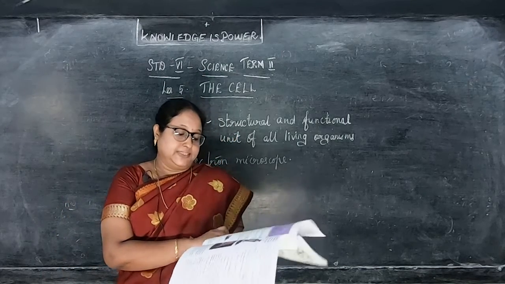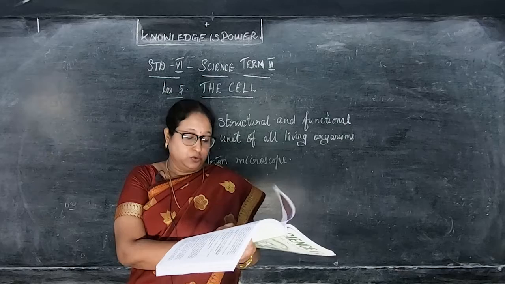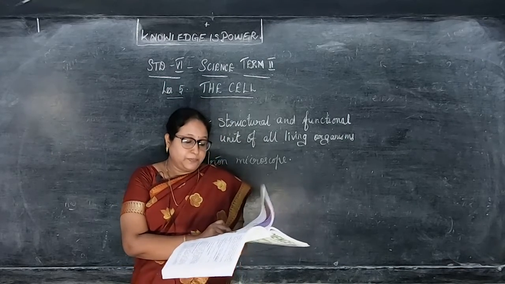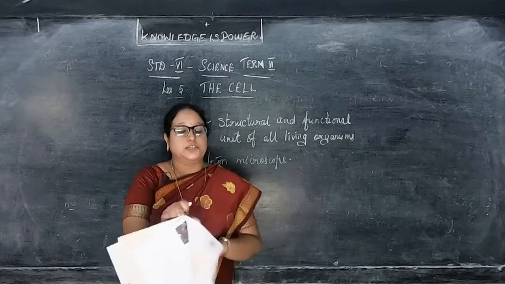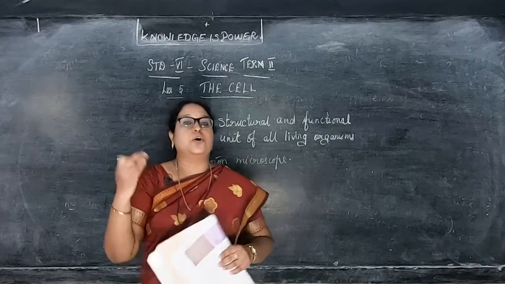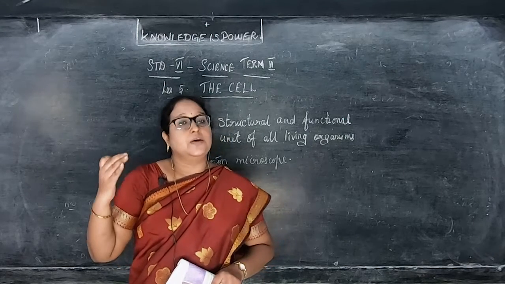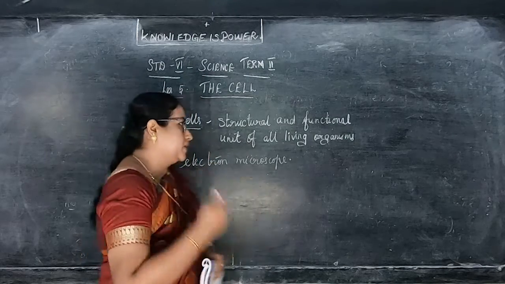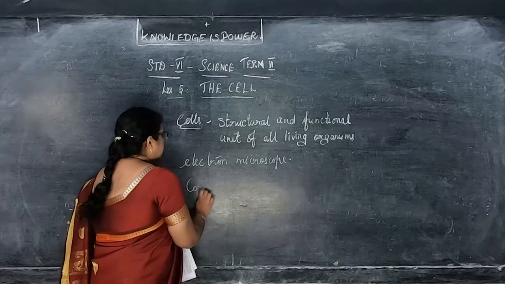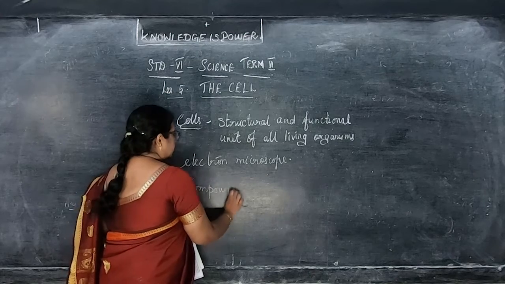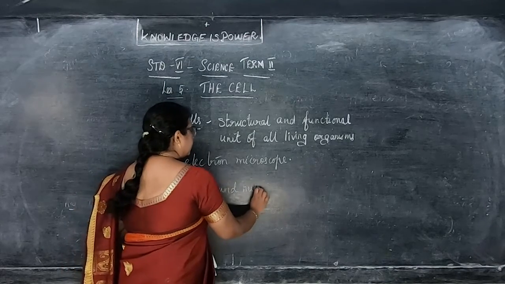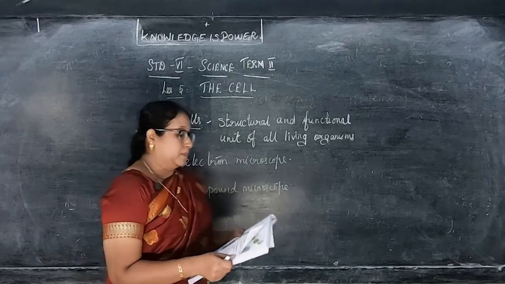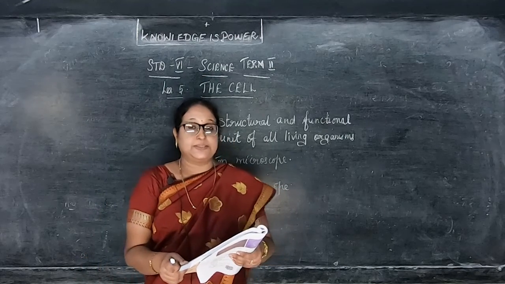Now, discovery of the cell. The Englishman Robert Hooke was a scientist, a mathematician and an inventor. So the microscope used in those days was not very developed. So what did he do? He improved it a little and built a compound microscope. What microscope is that? Compound microscope. So he improved it and built a compound microscope.